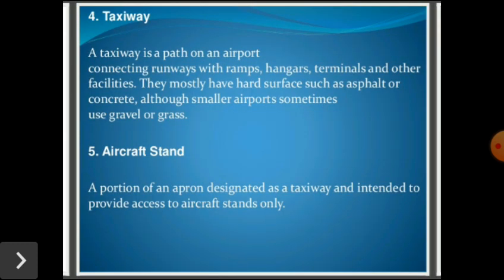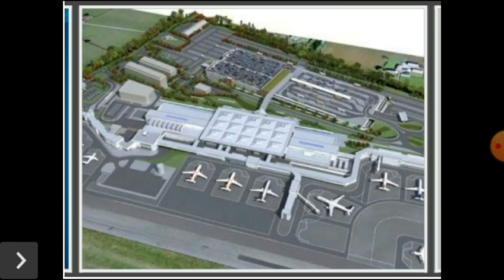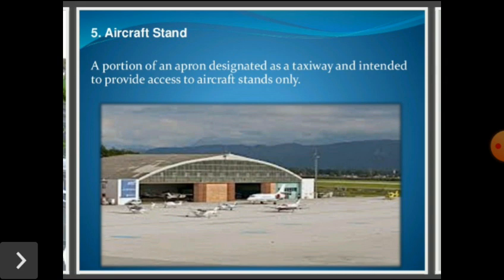Next, the taxiway. It is a path on an airport connecting runways with ramps, hangars, terminals, and other facilities. They mostly have a hard surface such as asphalt or concrete, although smaller airports sometimes use gravel or grass for their taxiways. Next, the aircraft stand. A portion of an apron designated as a taxiway and intended to provide access to aircraft stands only. The following images show the taxiway and the aircraft stand.